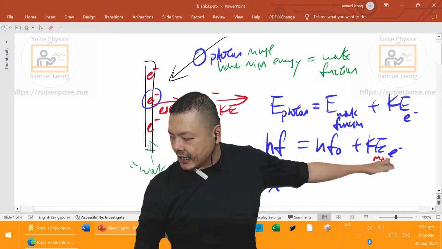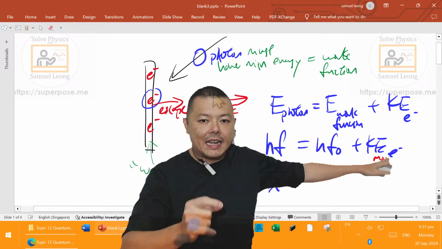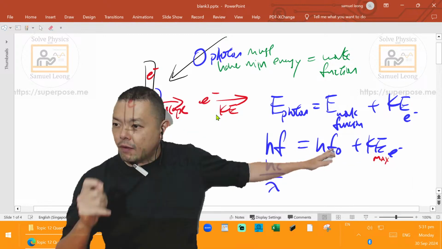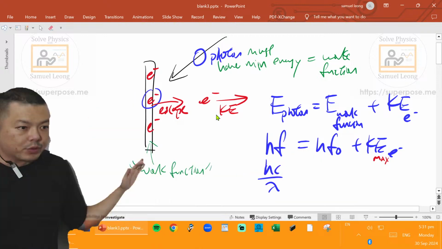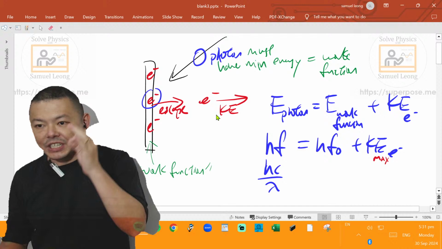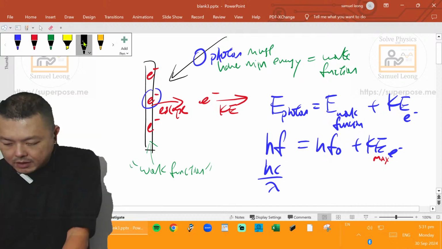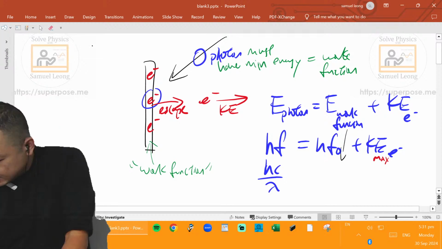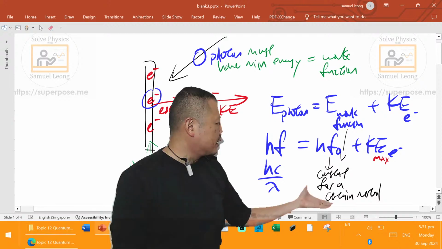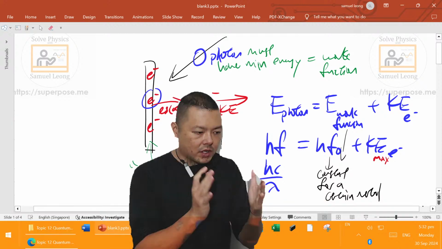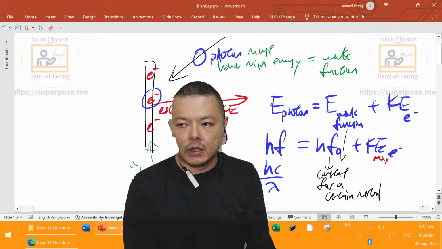Take note that the light does not change the work function. The work function belongs to the type of metal that you use. So for the same type of metal, work function is constant. For a certain metal, work function is always constant. It does not change. Do we understand this so far?